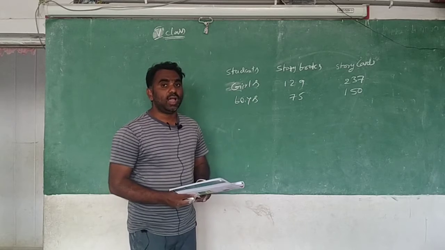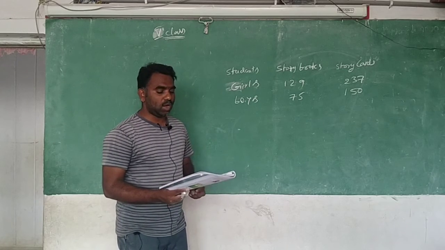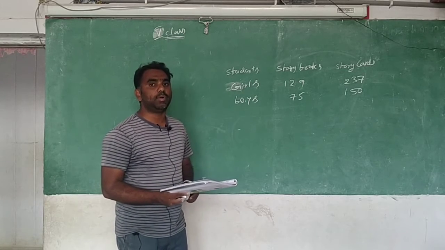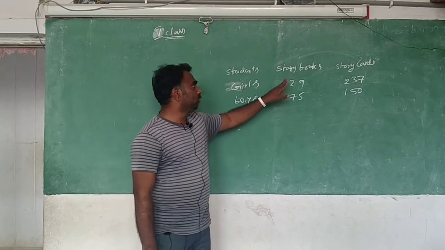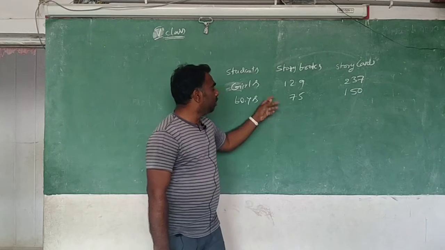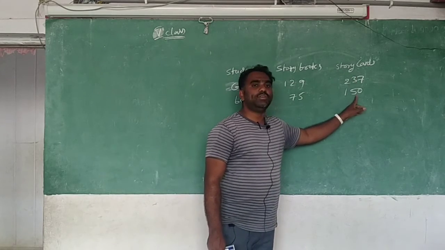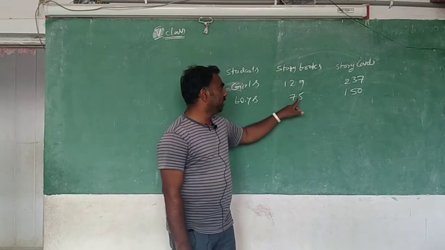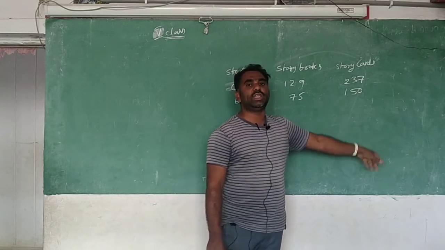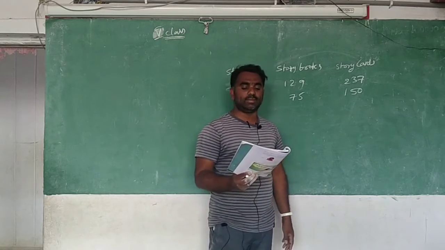By boys, how many story books and how many story cards were read? Where are the boys here? Boys, how many story books did they read? 75. How many story cards did they read? 150. So totally how many? Which numbers do you have to add? Yes, very good. 75 and 150 you need to add. Then you will get the answer.